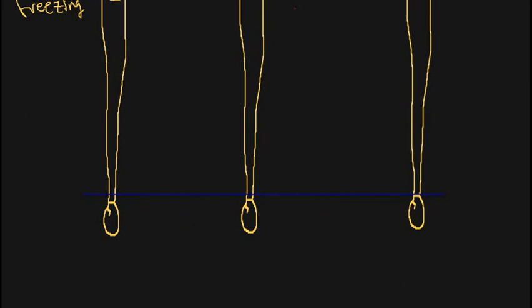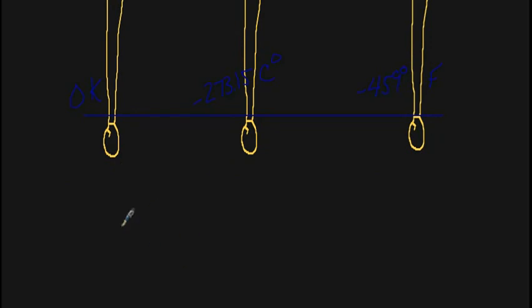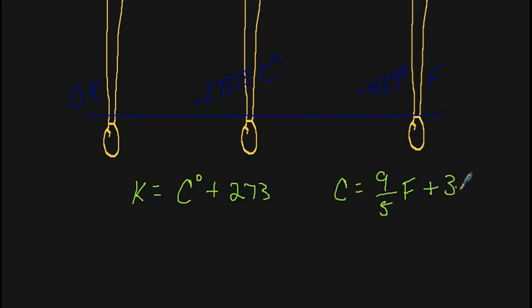And this spot is at 0 Kelvin. It is at negative 273.15 Celsius, and it is at negative 459 degrees Fahrenheit. Now, we have ways of figuring these things out, and the way we do that is we establish that our Kelvin is equal to our Celsius temperature, whatever it is, plus 273 degrees. And from earlier math, maybe not in this class, you may have figured out that Celsius equals 9/5 Fahrenheit plus 32.